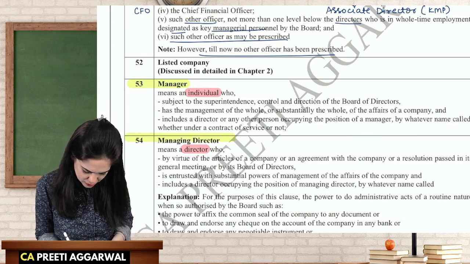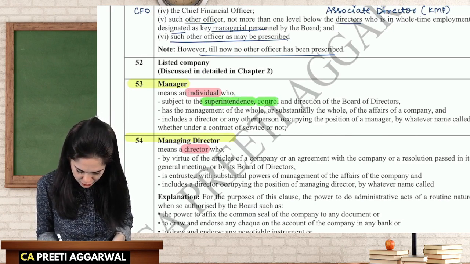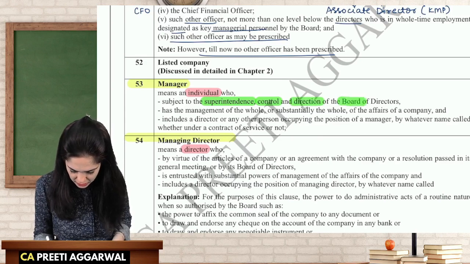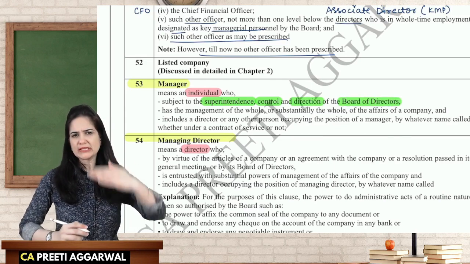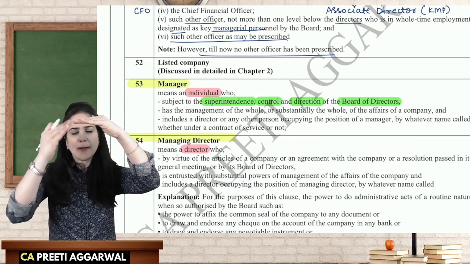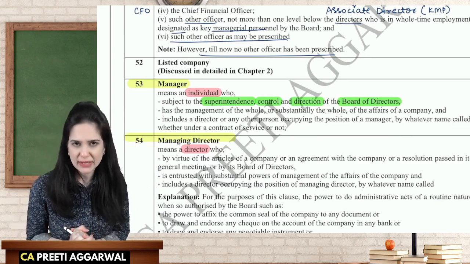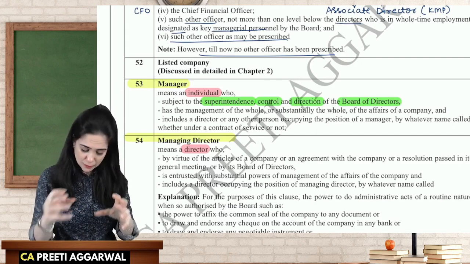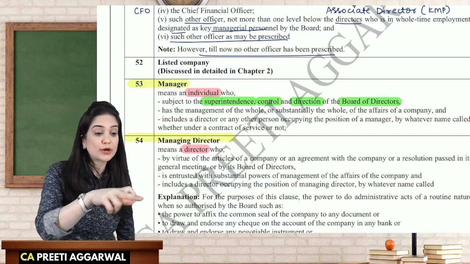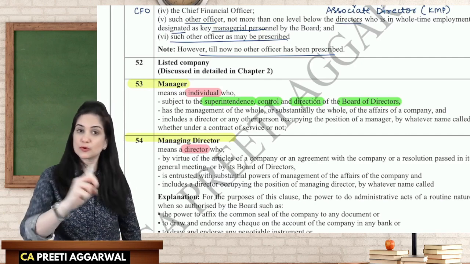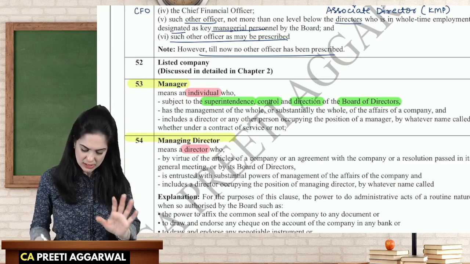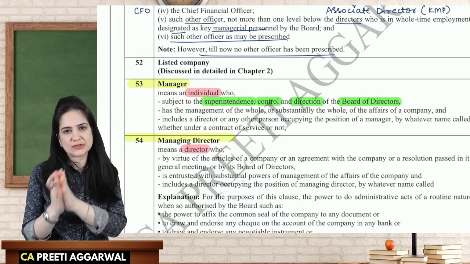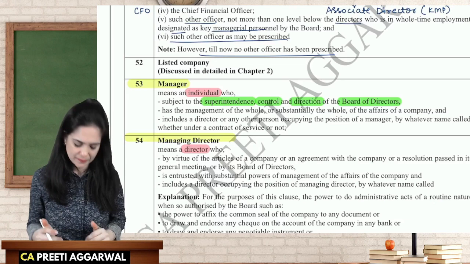He is subject to the superintendence, control and direction of the board of directors. So can I say the board of directors are supreme? Below that, we have the manager. So the manager is always under the control and superintendence of the board, meaning we are monitoring him, controlling him, or he is operating as per the instructions or directions of the board.